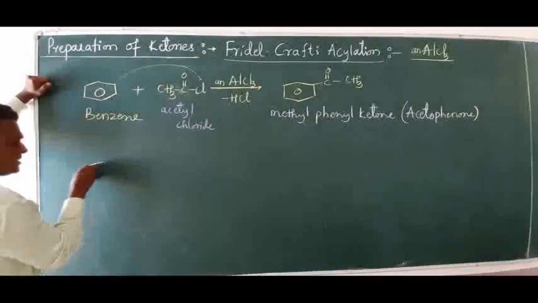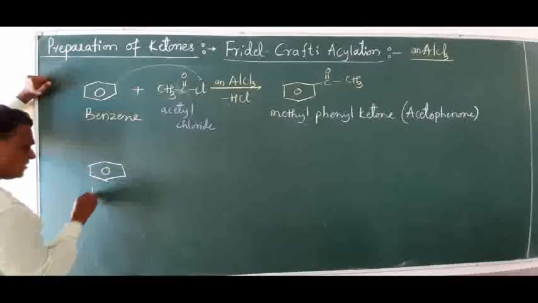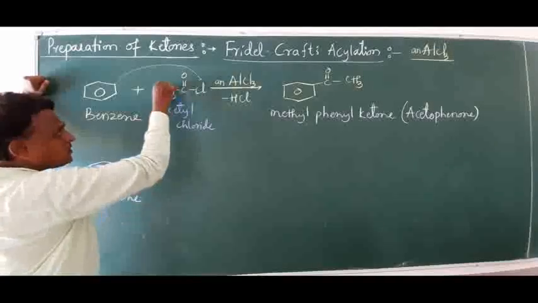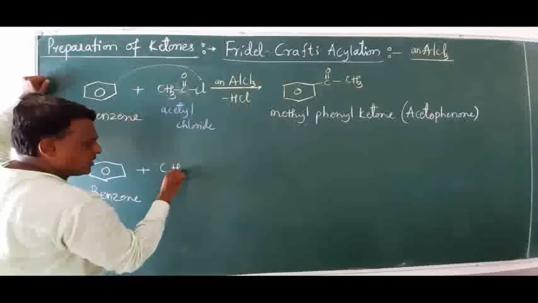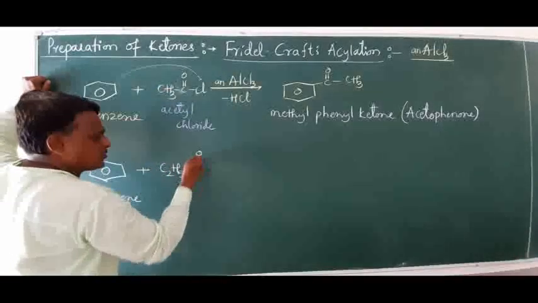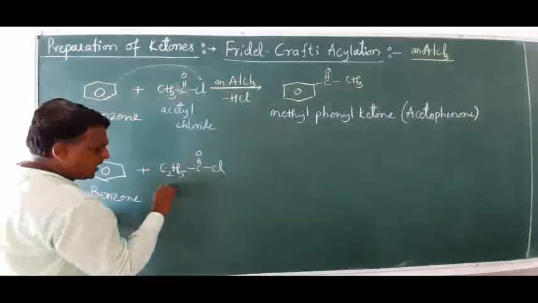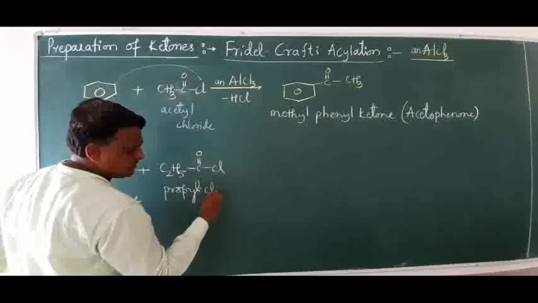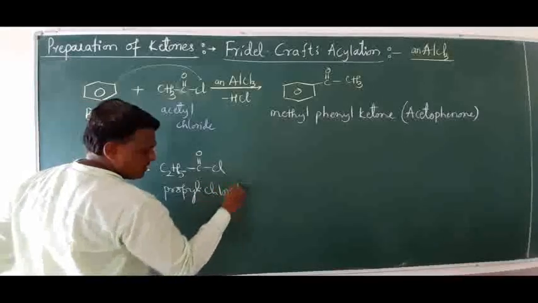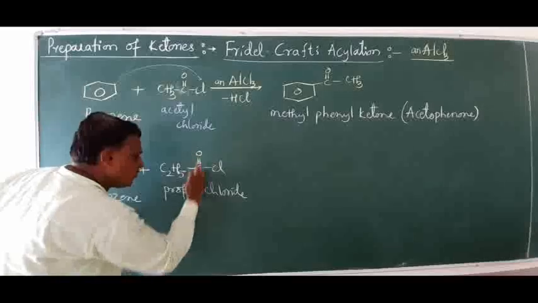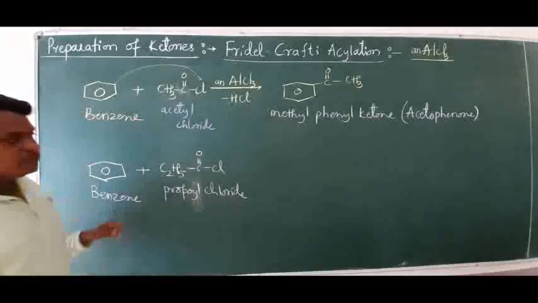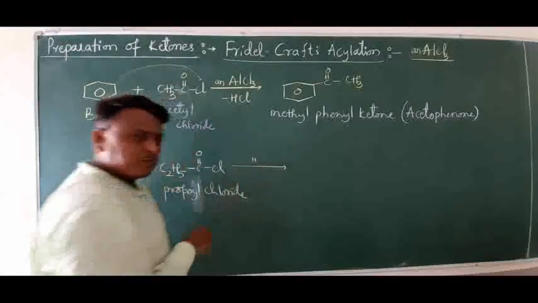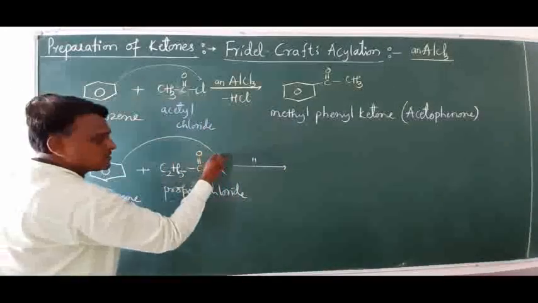Similarly, if you practice with the same reaction, when benzene reacts, you can change this methyl group to the ethyl group. This is C2H5, C double bond O, Cl, propionyl chloride, in presence of anhydrous aluminum chloride. The same HCl is released.